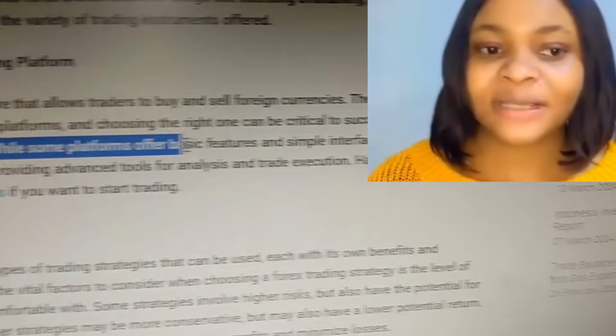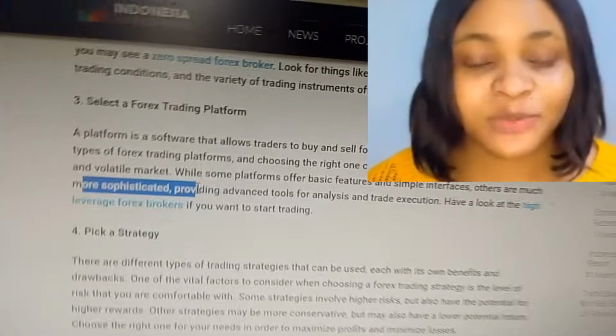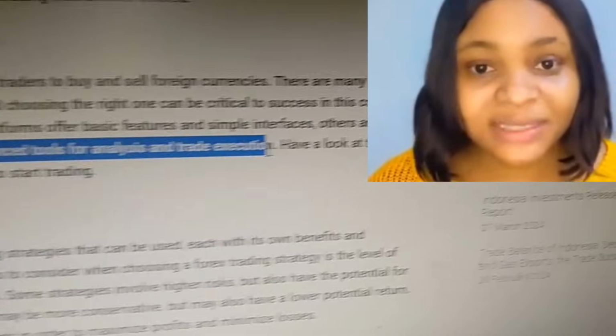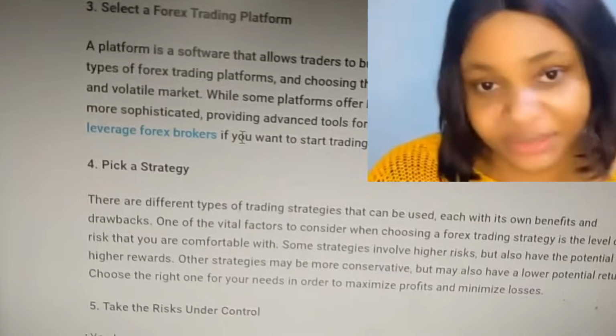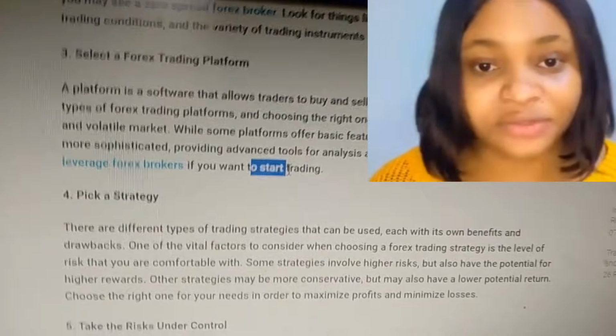While some platforms offer basic features and a simple interface, others are much more sophisticated, providing advanced tools for analysis and trade execution. Have a look at the high level forex if you want to start trading.